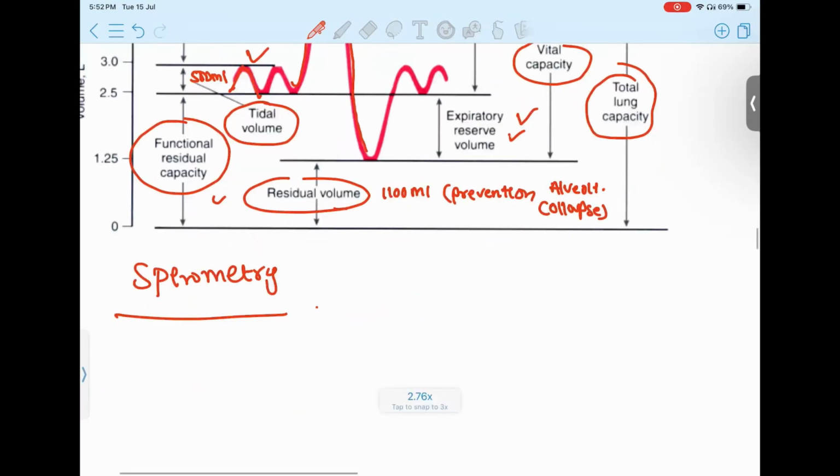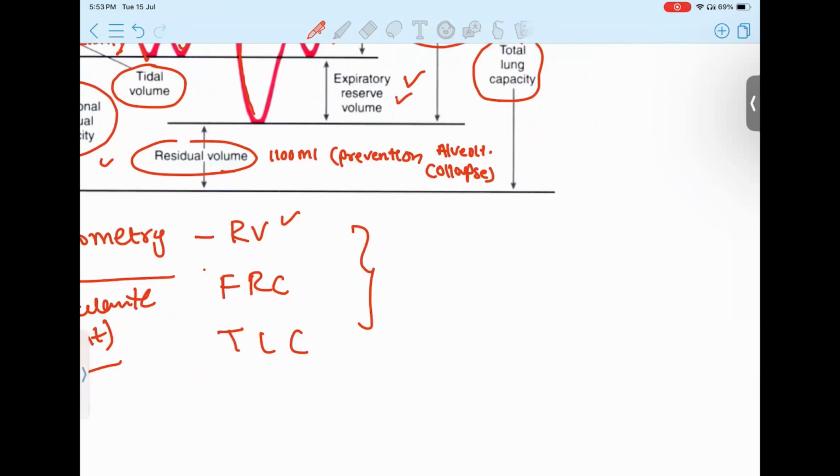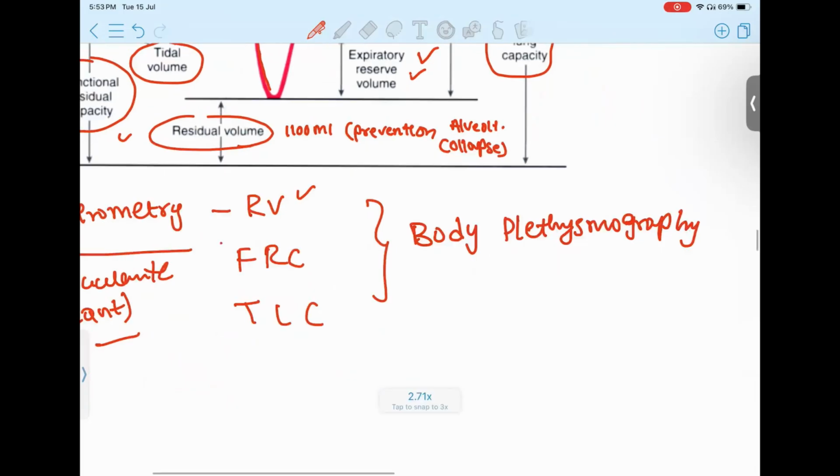There is a question: using spirometry, what can we not calculate? One is your residual volume, and the others are your functional residual capacity and total lung capacity. Whichever involves the residual volume cannot be calculated using spirometry. For this we can use a different method, the body plethysmography test. This can be calculated by body plethysmography. All right, this is also one of the questions.